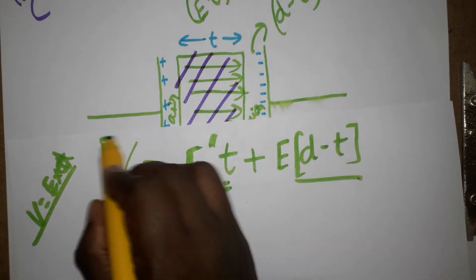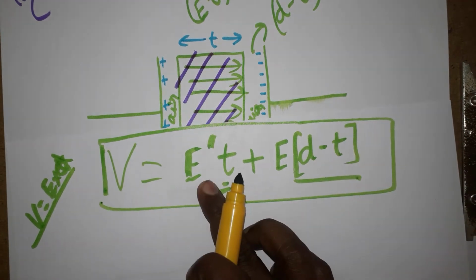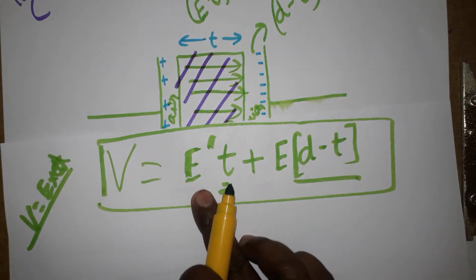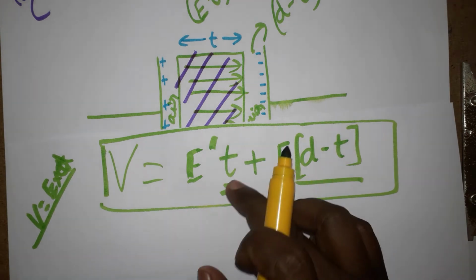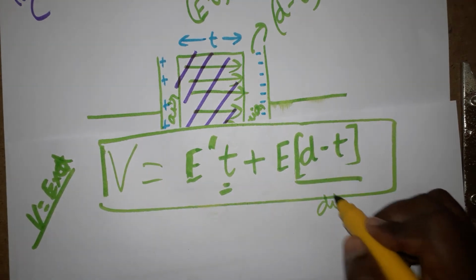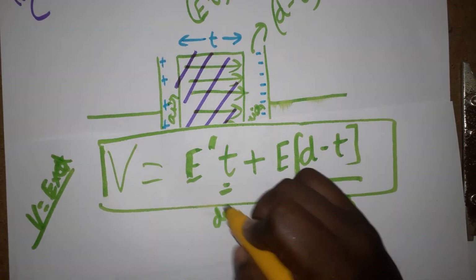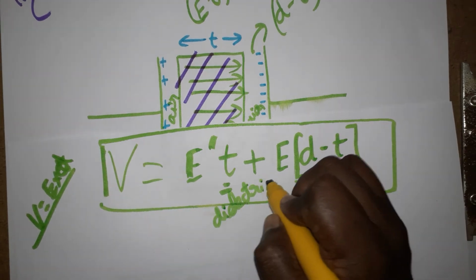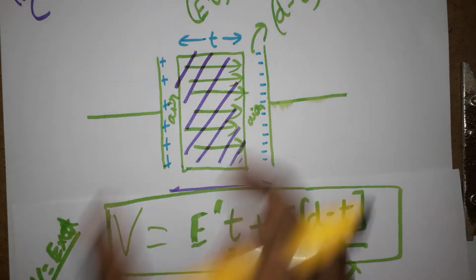So the total potential I will get as E_m, which is the electric field in the medium, times t, plus E, which is the electric field in air, times d minus t. t is the thickness of the dielectric medium, and d minus t is the thickness of the air column. This is how we get the total potential between the two parallel plates.